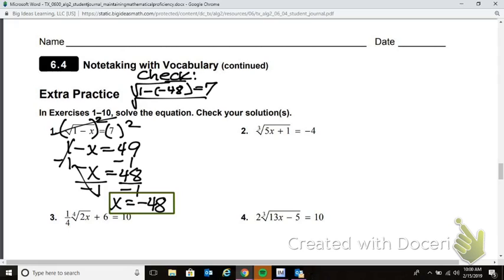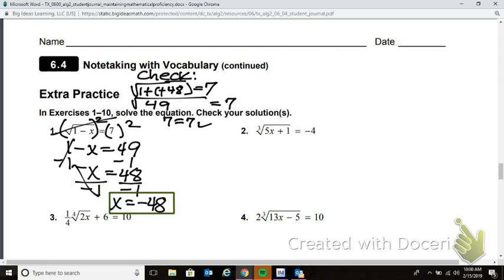Okay, so the minus and negative becomes add a positive. 1 plus 48 is 49. Square root of 49 is 7, so we end up with 7 on both sides, which is a true statement. So that solution of negative 48 does check. Are we okay with that step?